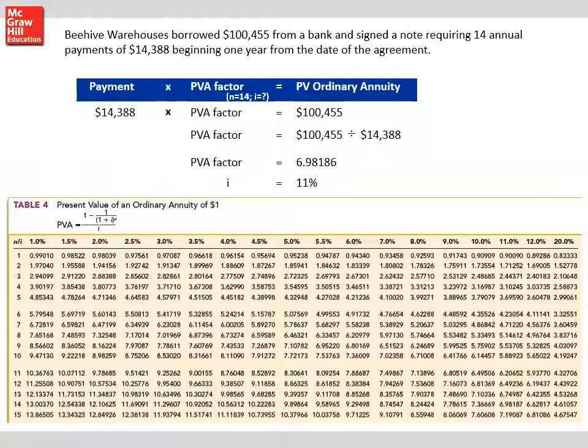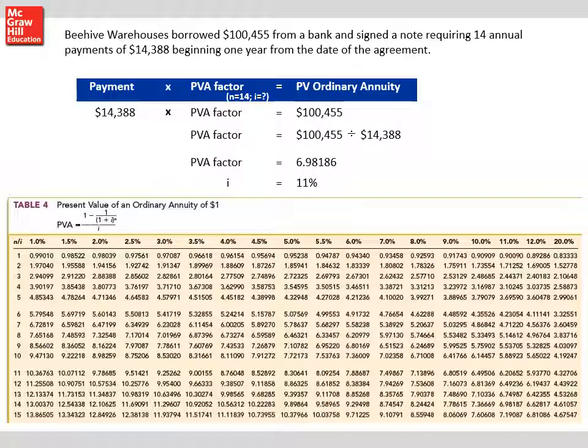Now, if you enter this into your calculator, you would go n equals 14. Interest would be blank for now. Present value is 100,455. Your payment is 14,388. Future value 0. Make sure the PMT is highlighted for end because it's an ordinary annuity. And then using your cursor, go back up to present value and solve. Nope, I'm sorry, I was wrong. I did it the wrong way. We know our present value. Go up to interest rate and solve.